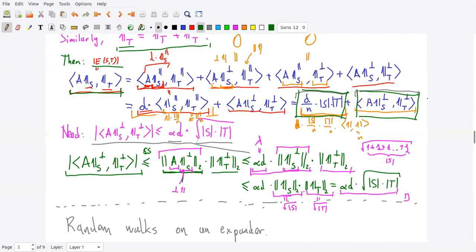And this is somehow a theme that is always there in expanders. You will always decompose things into a sort of expected random part, that is the part that is parallel to all ones, and the orthogonal part, and the orthogonal part is the error term that you need to bound somehow. And the spectral properties of the matrix are used to bound this error term.